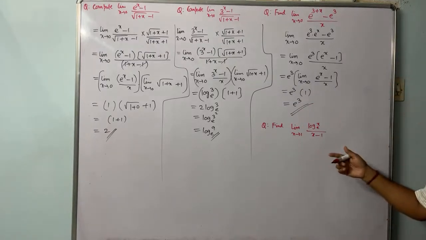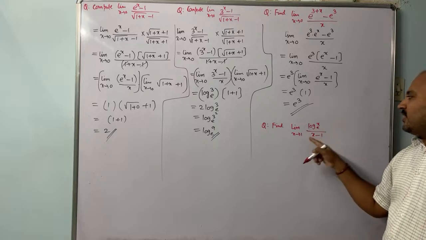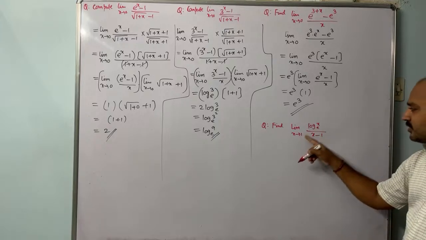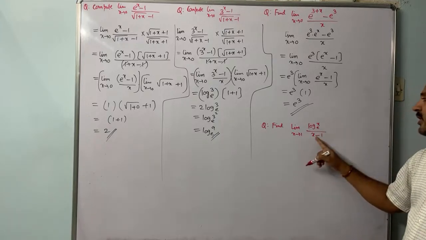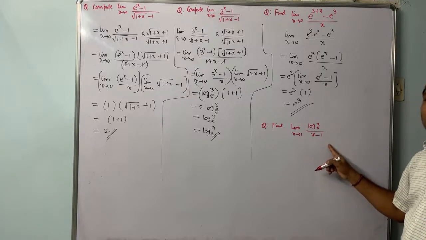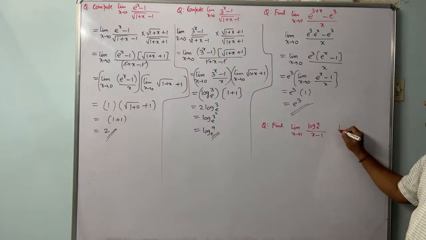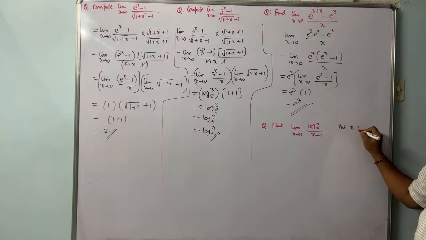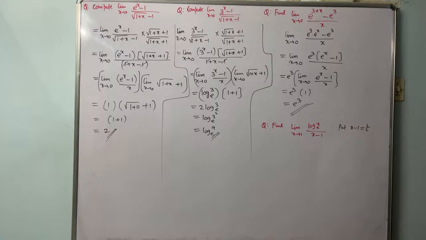Come to the next question. Limit x tends to 1, log x to the base e by x minus 1. If you substitute x equal to 1, log 1 value is 0, and 1 minus 1 is 0. 0 by 0 is an indeterminate form. So what I am doing is, here put x minus 1 equal to some other value like t. We are taking, so x is equal to 1 plus t.